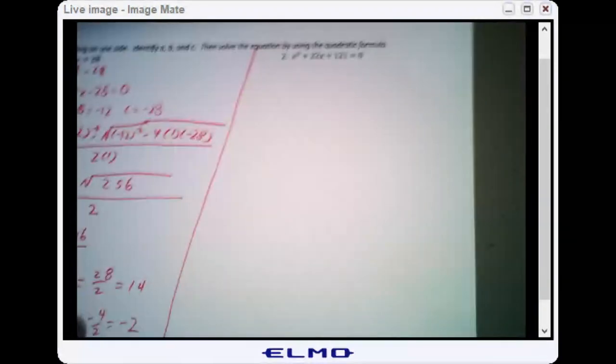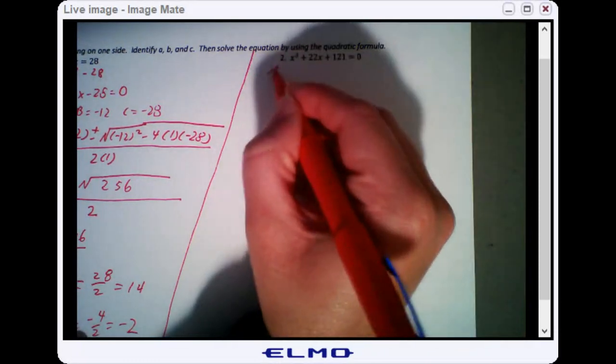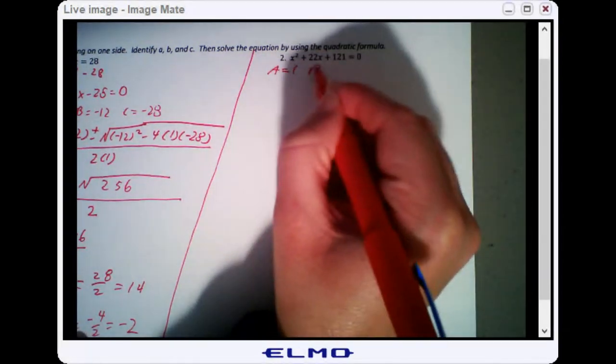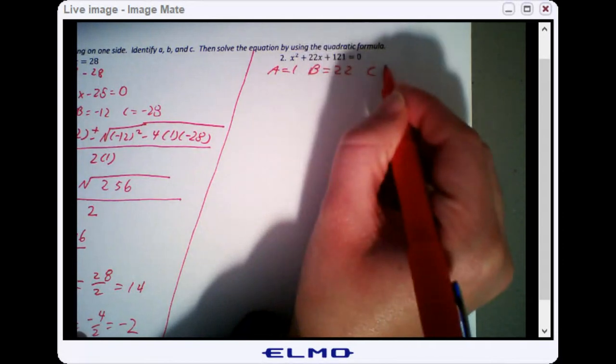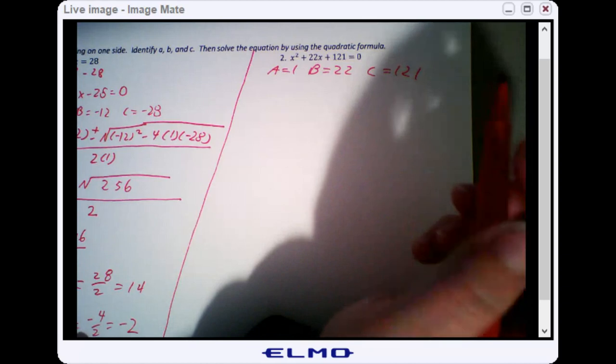For problem 2, everything's already on one side. So our A is in front of x squared, 1, B is in front of x, 22, and C is the number by itself, 121. We are going to plug into our formula.